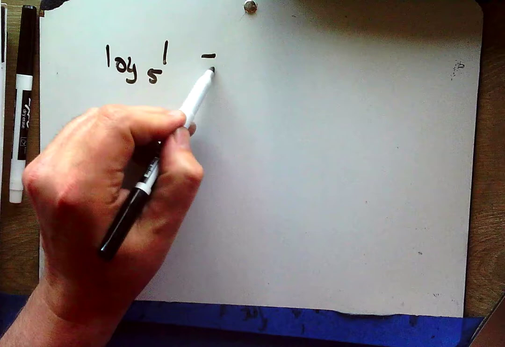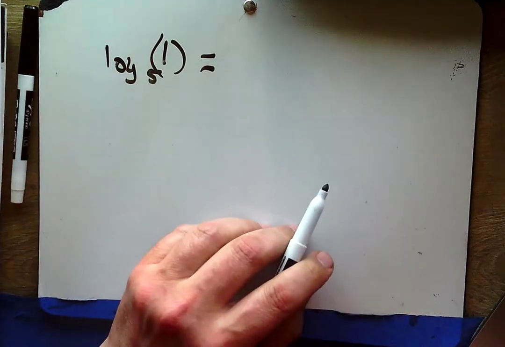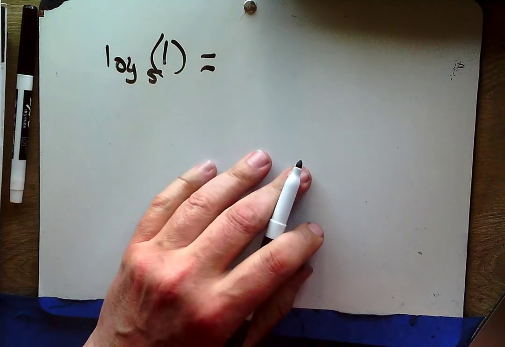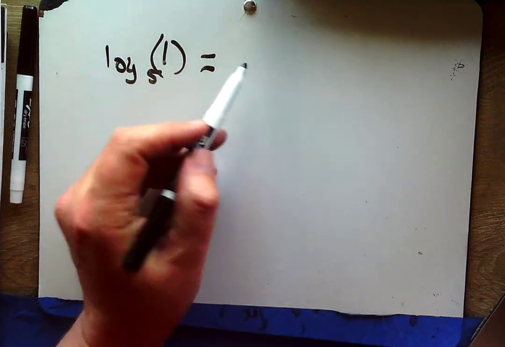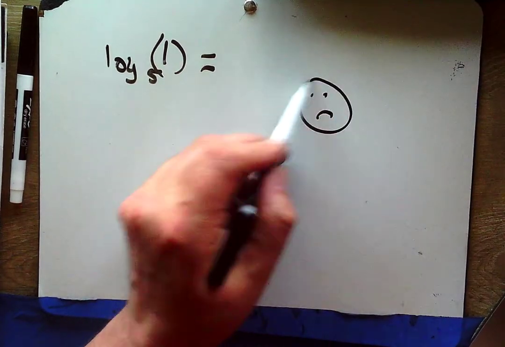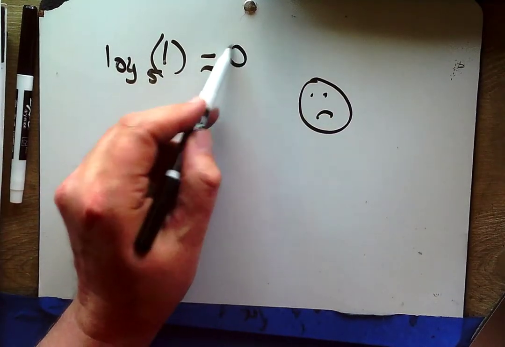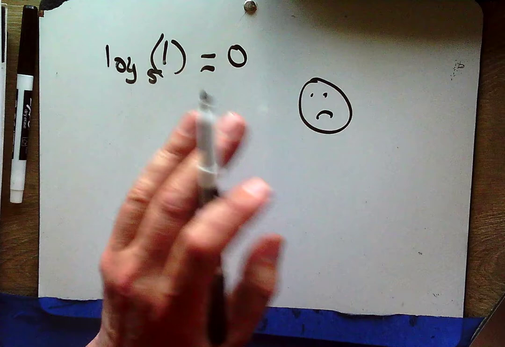Next, how about this? Log base 5 of 1 equals. Now, we talked about these in the last video, and I expressed that I would like you to be very, very comfortable with these. If you're not, I'm sad face. This is going to be 0. How do I know that?